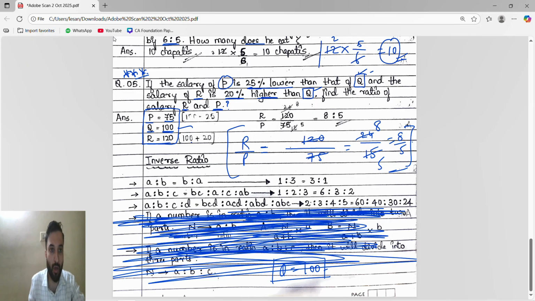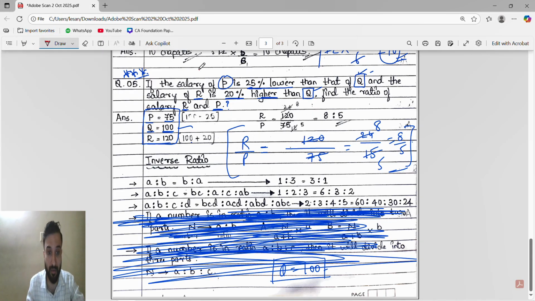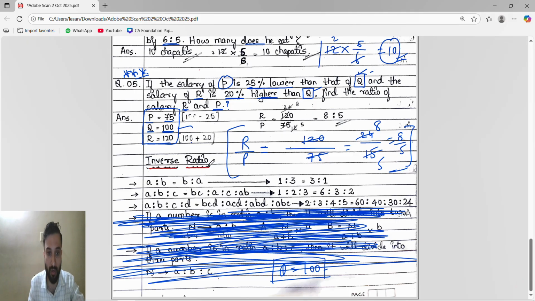Now we have to just see the inverse ratio, which is important in the examination. They are asking questions on the inverse ratio, guys. This is important, and very easy. Now understand one very, very important thing, guys.